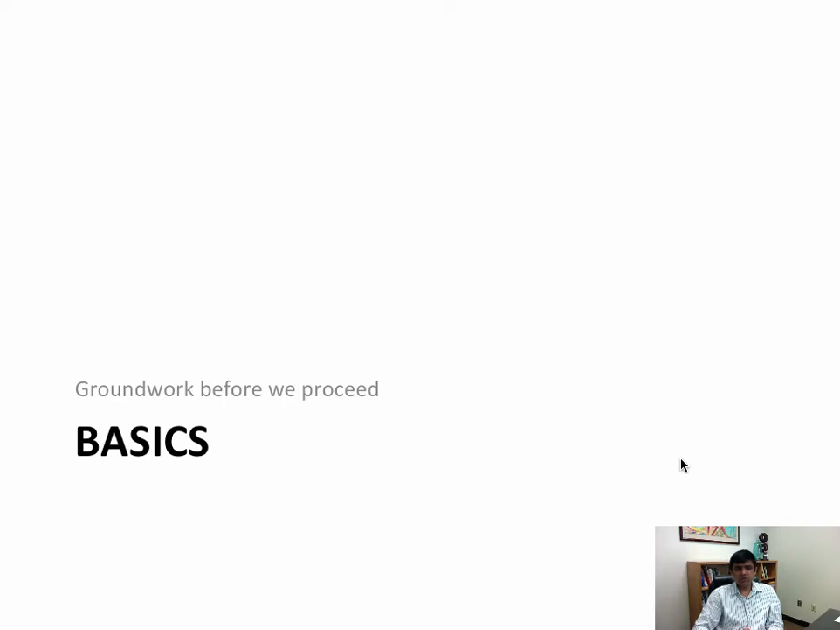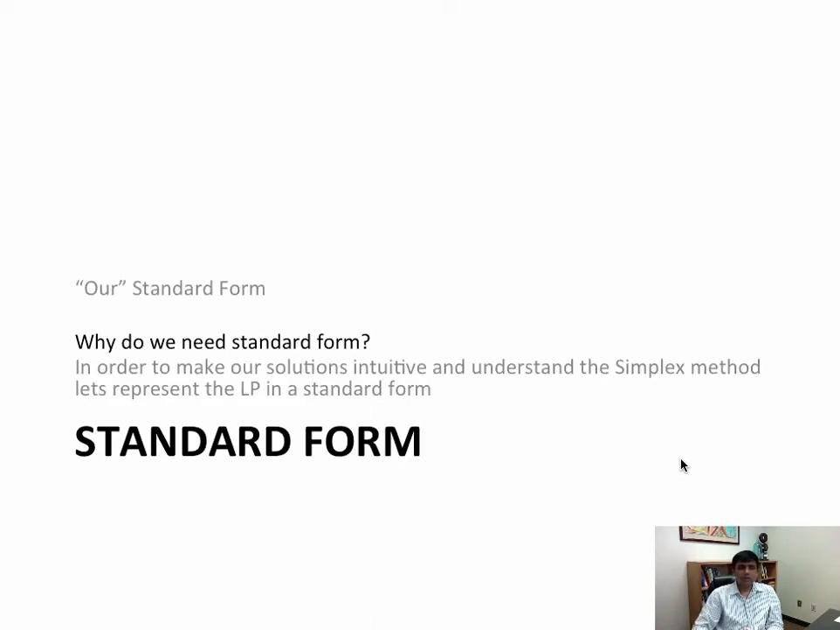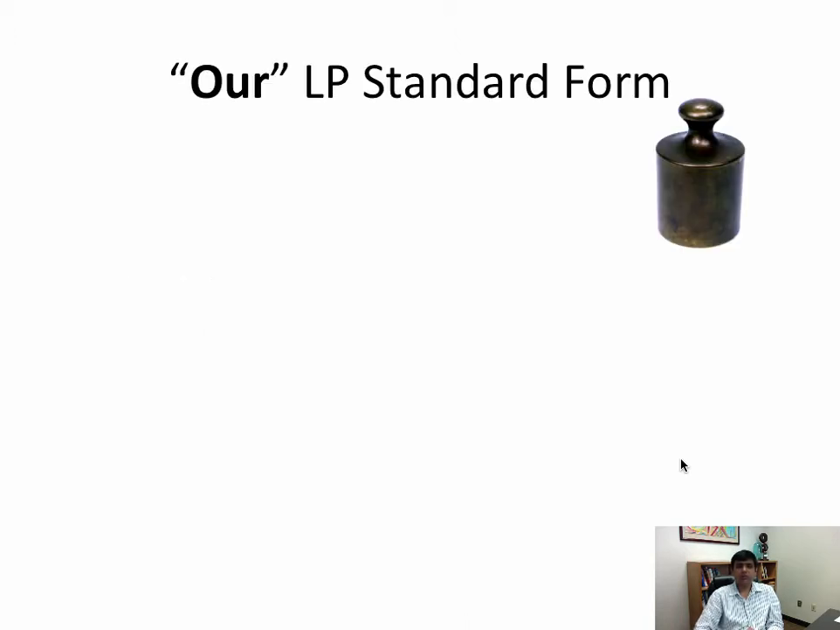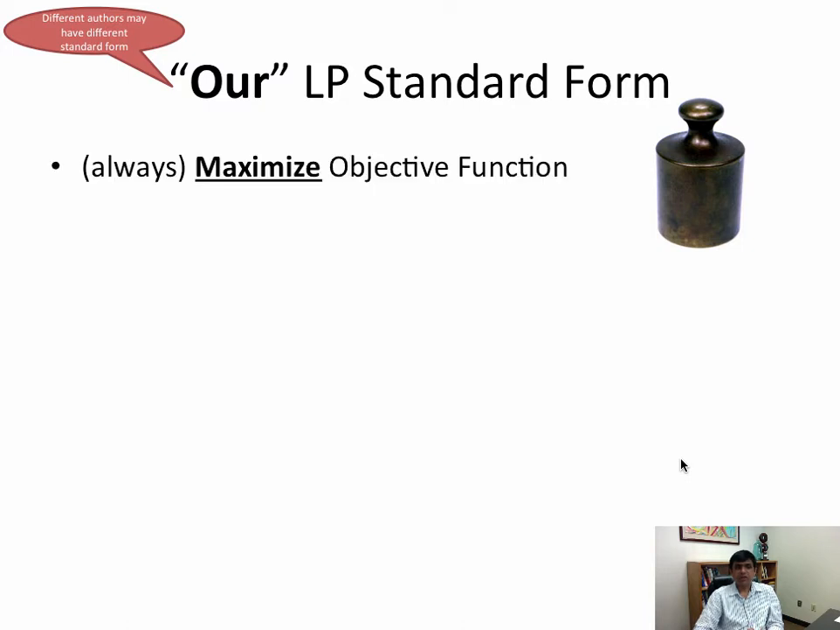Before we look into the details of the algorithm, let's set up some groundwork and look at a few basics. Here we are going to define what we are going to call our standard form. And why do we need a standard form? This is so that we can make an intuitive and understandable simplex method, and we can follow that algorithm consistently. So here is our LP standard form. I have quoted the word "standard" because different authors may have different standard forms.